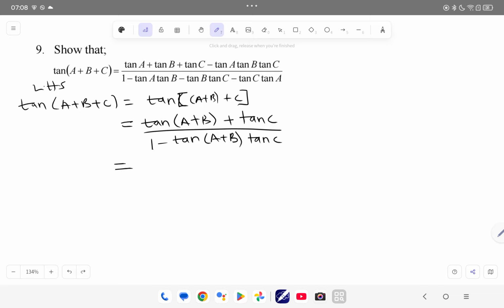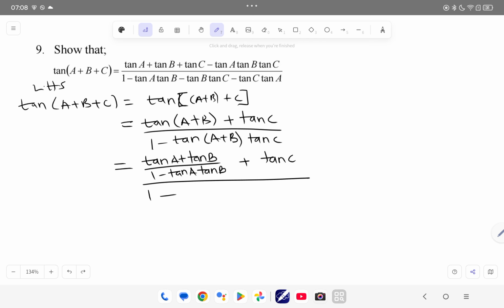Again, tan of A plus B is tan A plus tan B out of 1 minus tan A tan B, plus tan C. Again, here we have tan A plus tan B out of 1 minus tan A tan B, then times tan C.